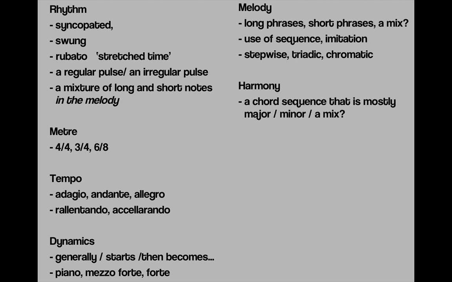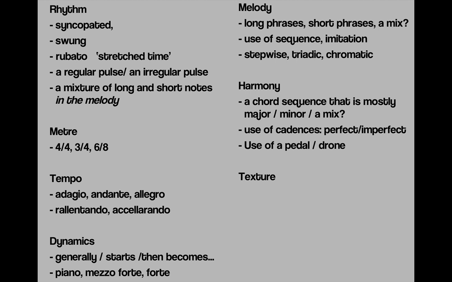Harmony. Can you identify a chord sequence that is mostly major, mostly minor, or a mixture of major and minor? Can you identify any cadences, the 2 most likely, perfect and imperfect? So if the music comes to a nice end, and it feels like it's gone back to the 1 chord, it's a perfect cadence. If it leaves you hanging, it's probably an imperfect cadence. Does it have a use of a pedal or a drone, which would be a long note that doesn't really change going on underneath?